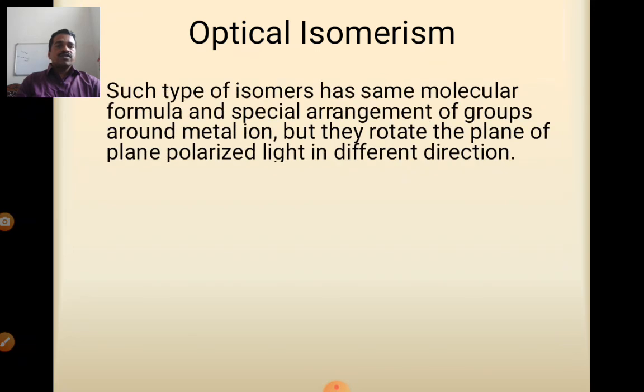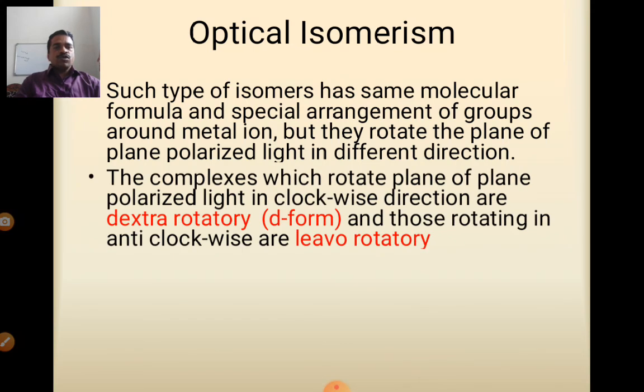In optical isomerism, we will see that such isomers have the same molecular formula and spatial arrangement of groups. Optical isomers have the same molecular formula, same arrangement of groups, but the difference is that they rotate the plane of plane polarized light in different directions by equal magnitude. Some will rotate the plane of plane polarized light in the left hand direction, and another isomer rotates the plane of plane polarized light in the right hand direction. So the only difference is in the rotation of plane polarized light.